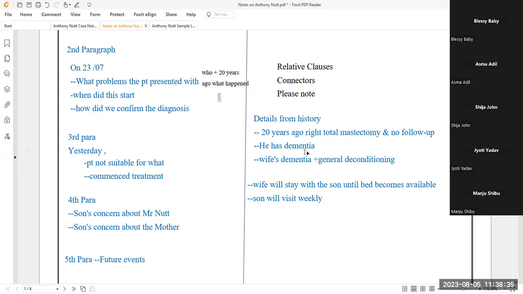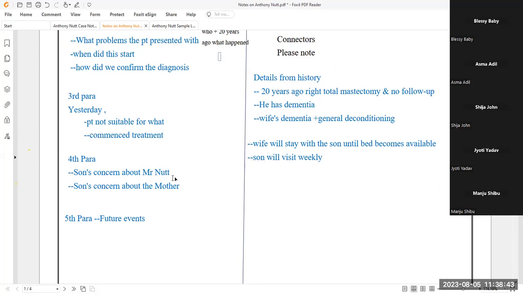Okay, now what about dementia? Where will be the right place to talk about dementia? Fourth paragraph. When we talk about concern about Mr. Nutt. So using what? Can we say it as a reason? Who would be better. You can say who also has dementia. That is better. Or I'll give you another option.